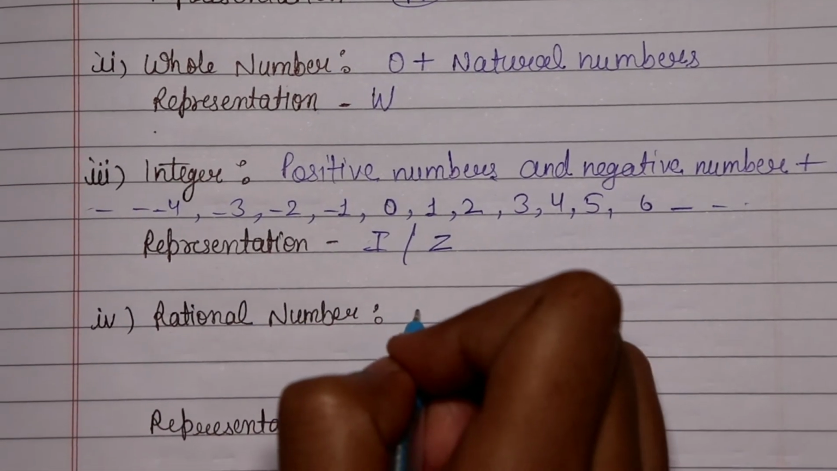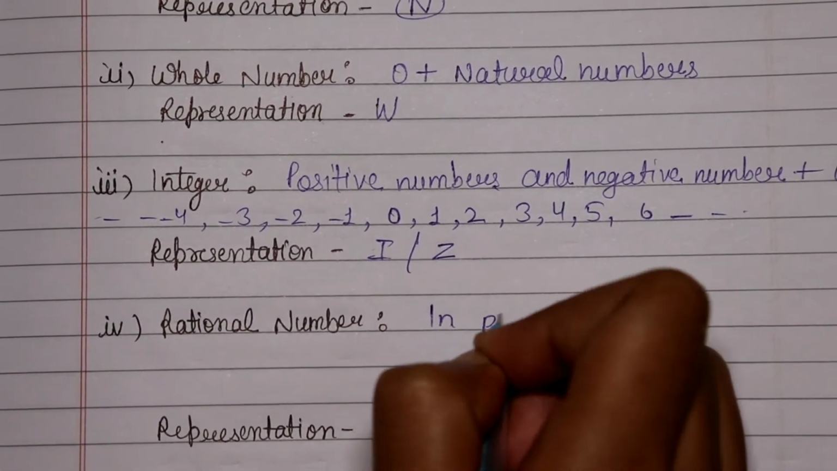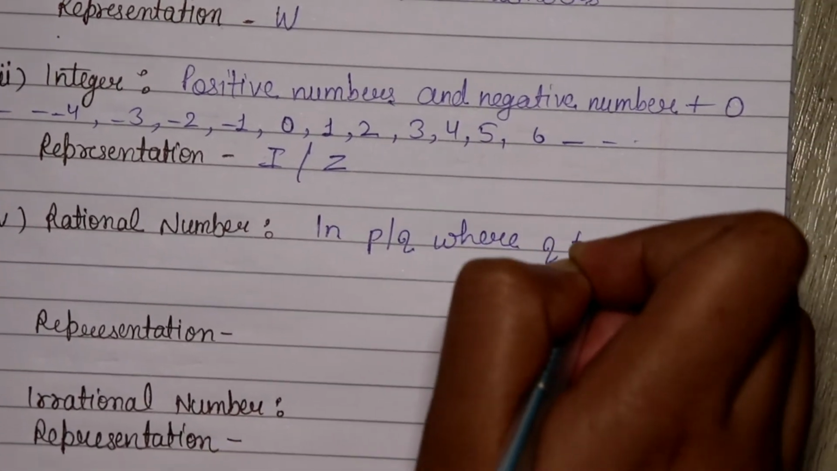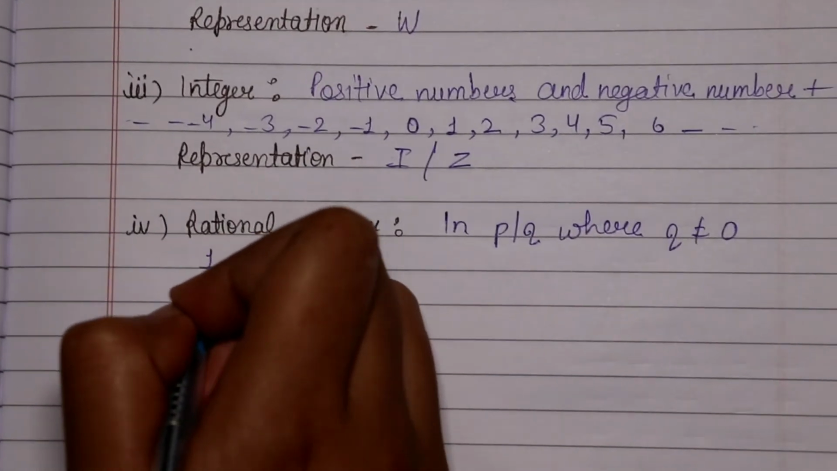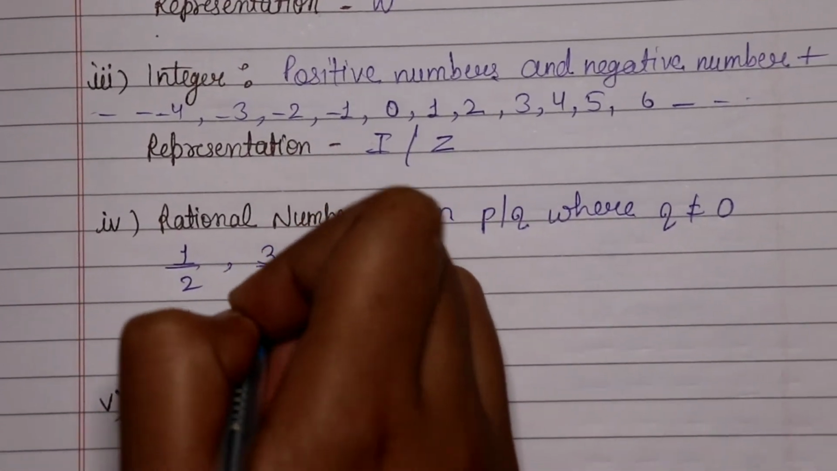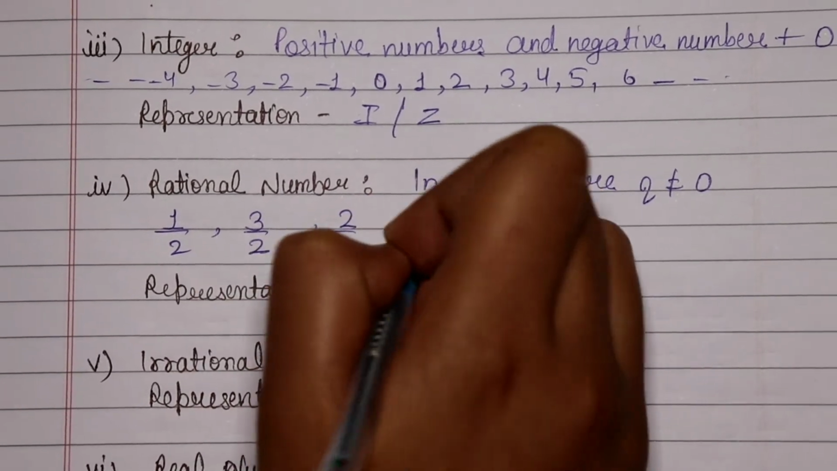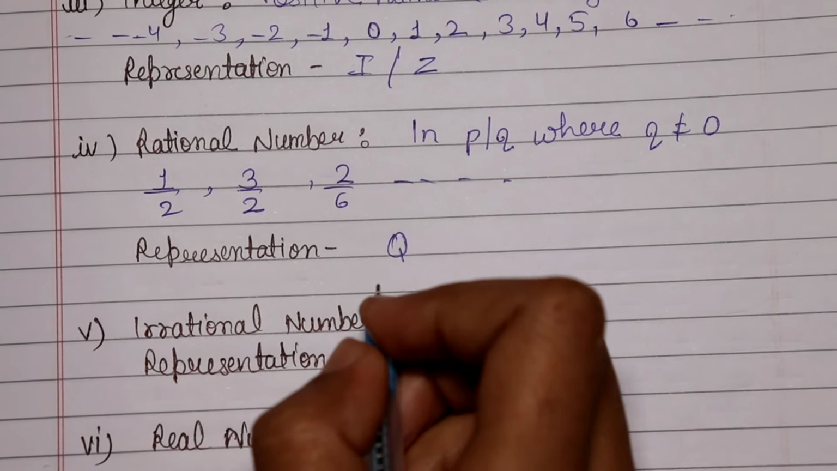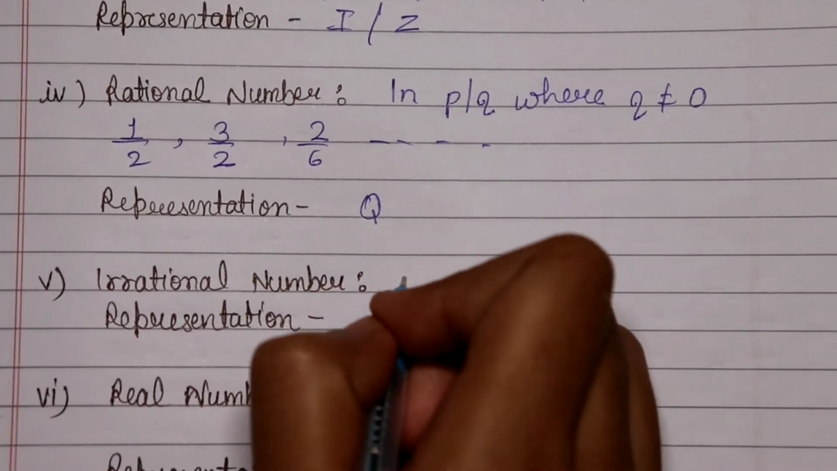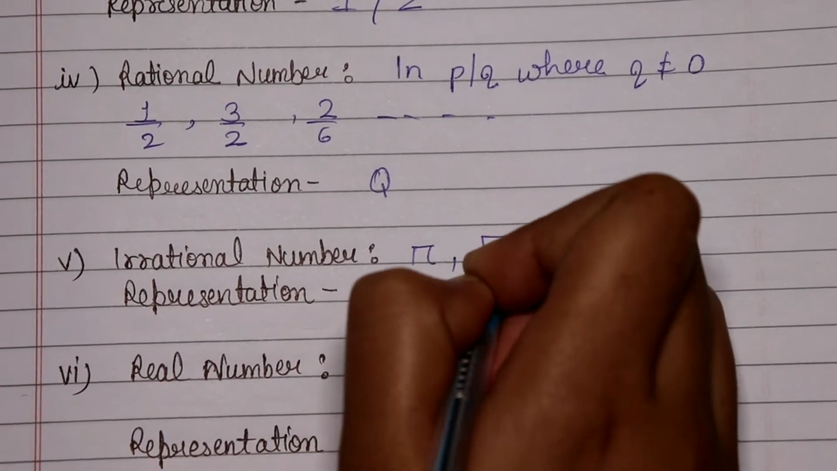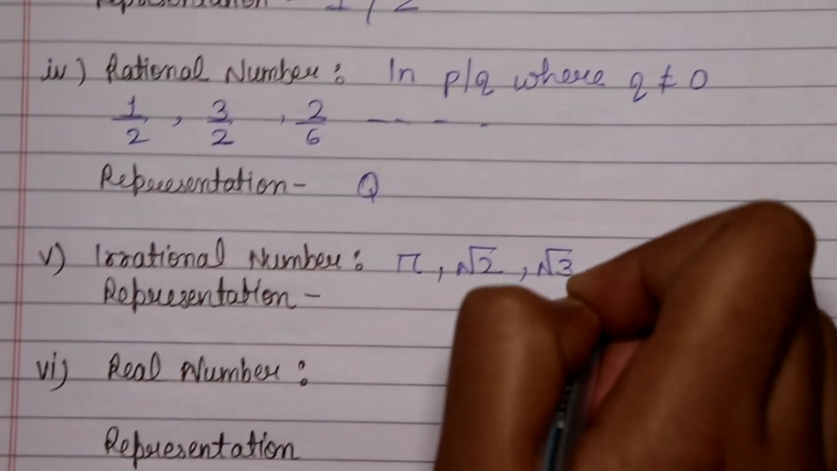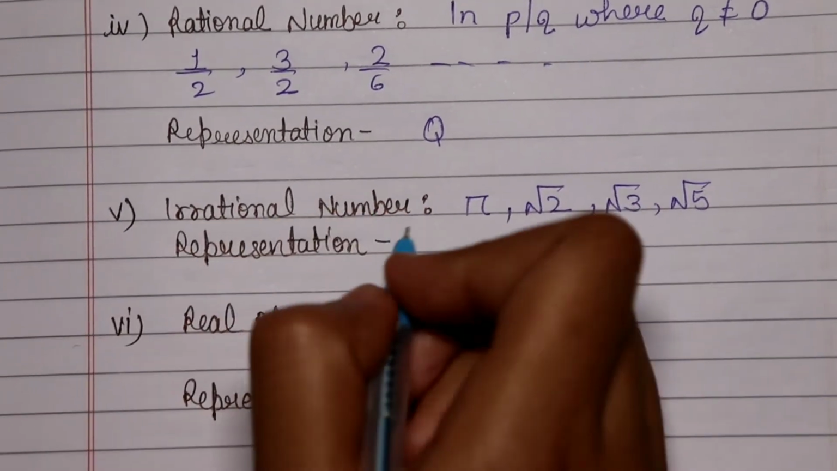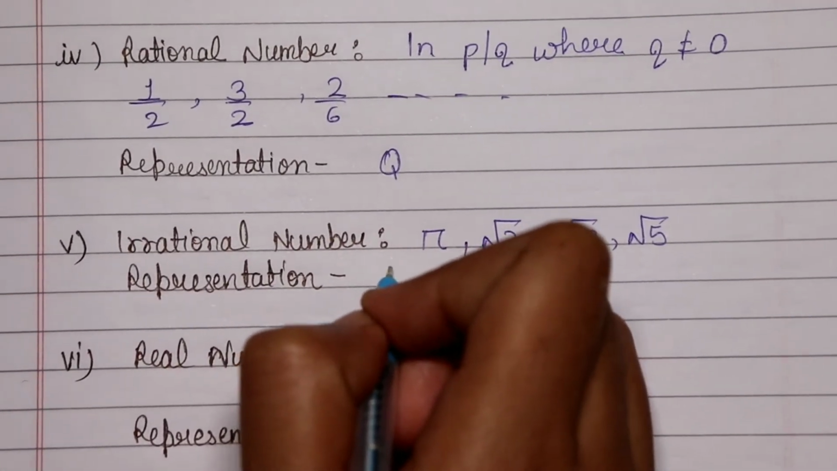Rational numbers are in the form of p by q, where q is not equal to 0. For example, 1 by 2, 3 by 2, 2 by 6 and so on. The representation of rational numbers is Q. Irrational numbers are like pi, root 2, root 3 and root 5, and other examples are also there. The representation of irrational numbers is T.